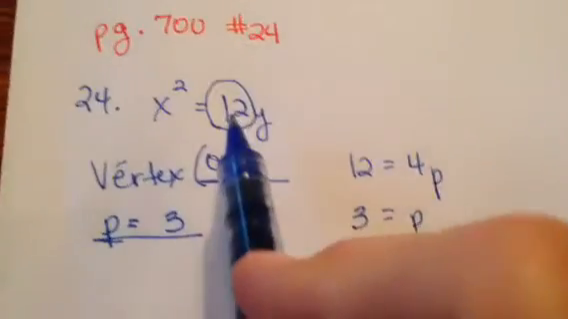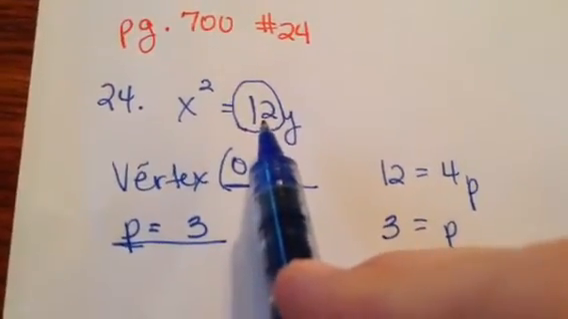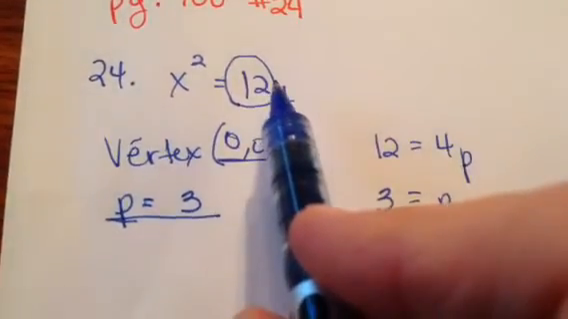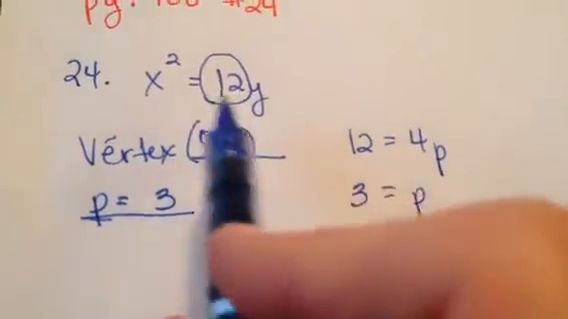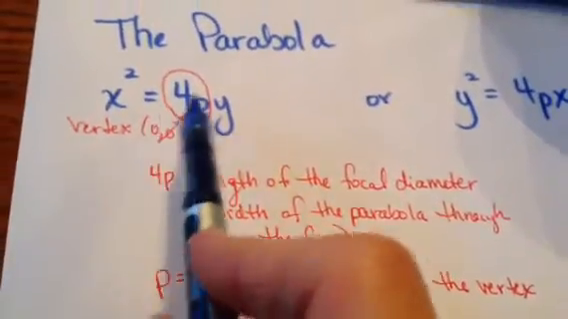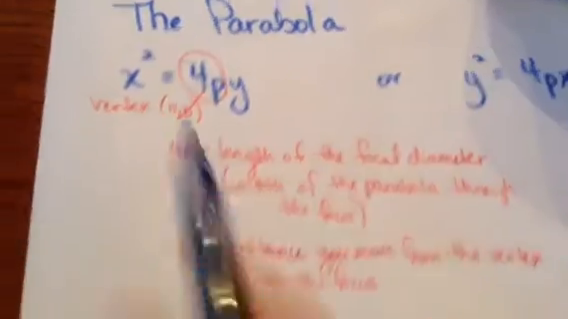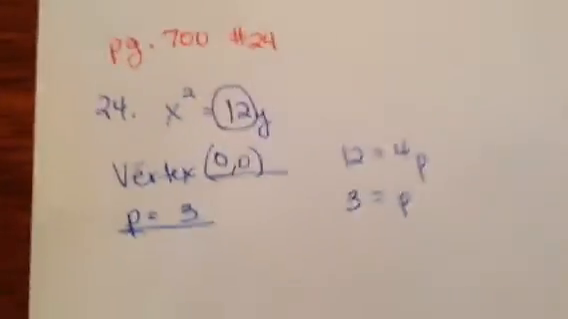Okay, it would also ask you the length of the focal diameter, which it will here in a little bit, I'm trying to see which one that is. The length of the focal diameter would be 12. Okay, it's always the number. Remember, right out here, the length of the focal diameter is 12. Okay, so let's graph this and see what it looks like.